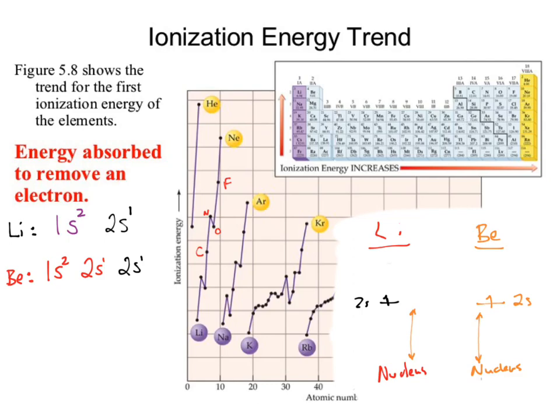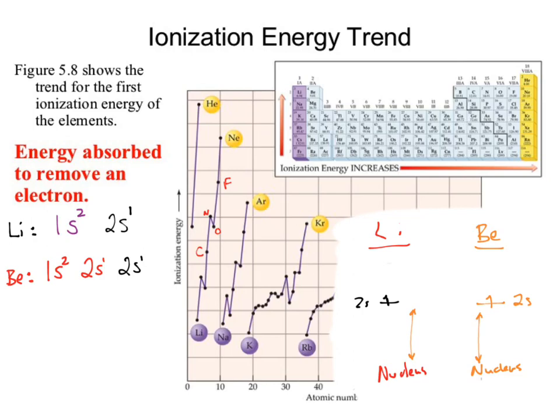In lithium, what orbital does it go into? The second energy level orbital. For beryllium, where does it go? The second energy level orbital. Okay. Did I change the distance from the nucleus? No. So left to right, we might say, what happens to the radius? It should stay the same.